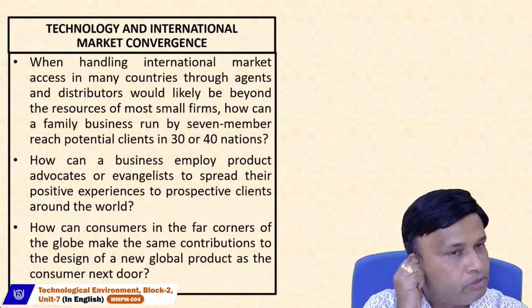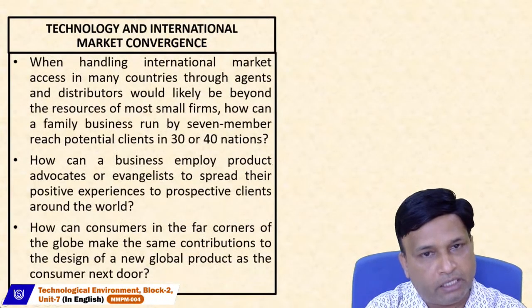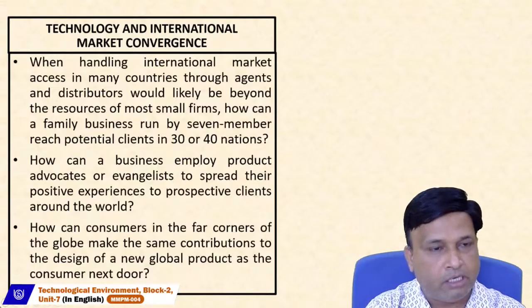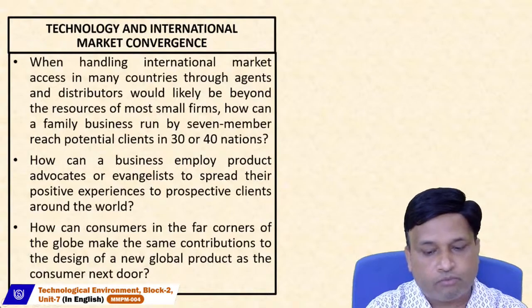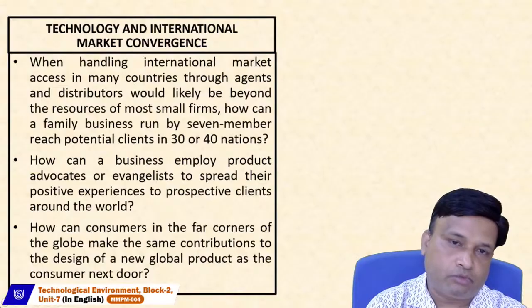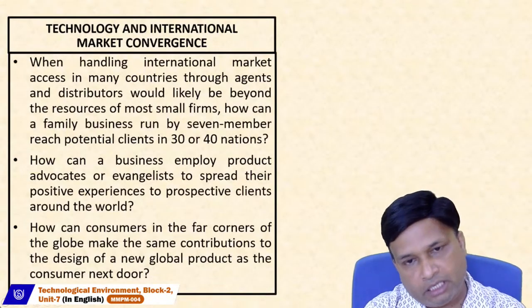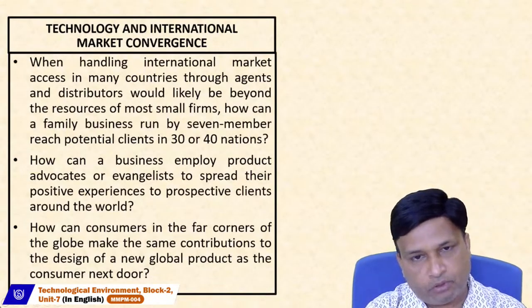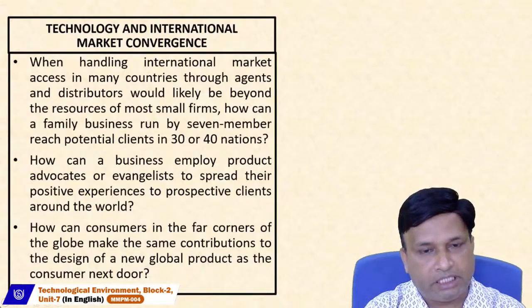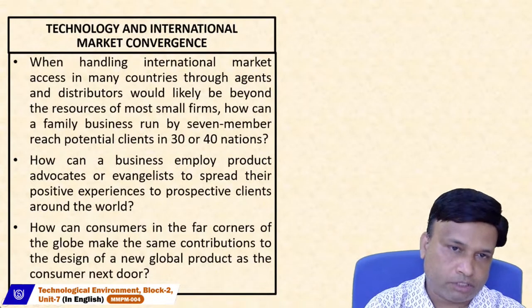Third point, we talk about handling international market access to many countries through agents or distributors, which would be beyond the resources of small firms. Here, small firms definitely cannot afford physical distribution, because they don't have the power to afford a physical way of reaching customers.